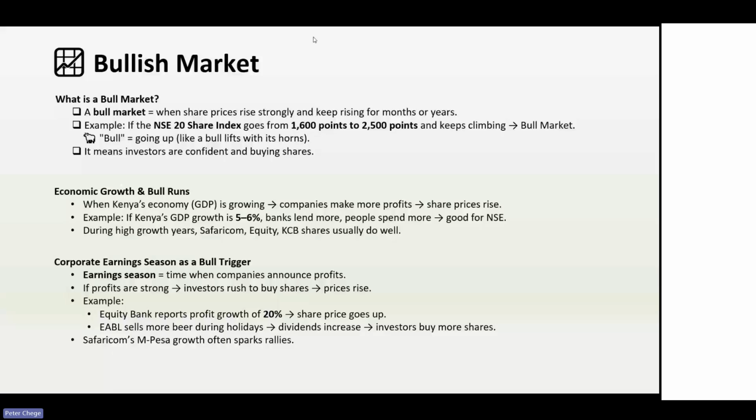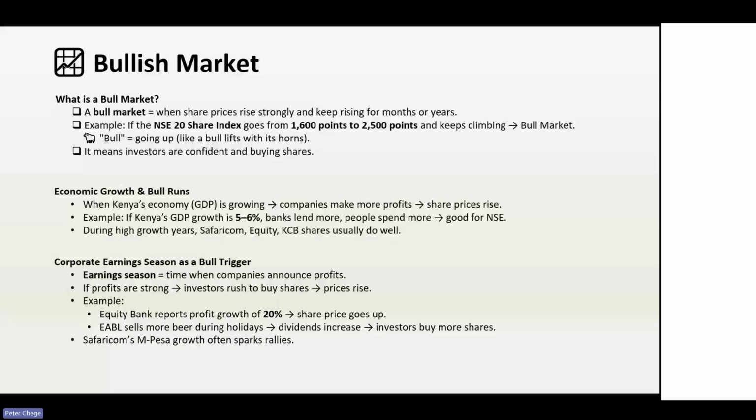So we have seen a bearish market, and we have said it's when most of the stock prices are going down. And here we are not talking about one share. We are talking about a group of stocks. That's why I'm referring to the NSE 20 share index, which has the top 20 performing stocks. So if it is going down, it means the top companies within that index, the majority of them, their prices are going down. It's not just one share.